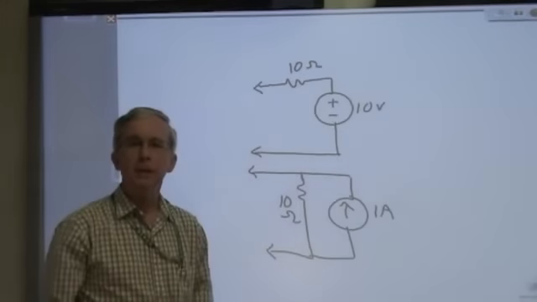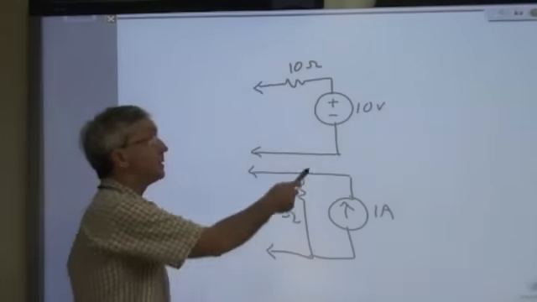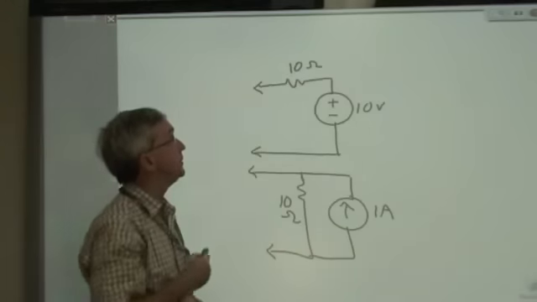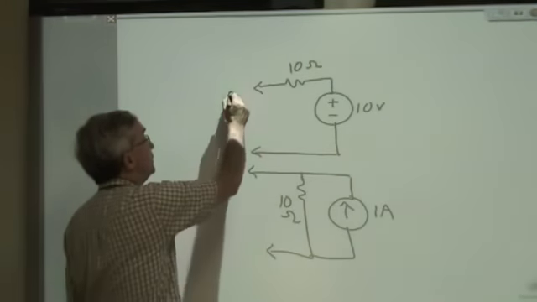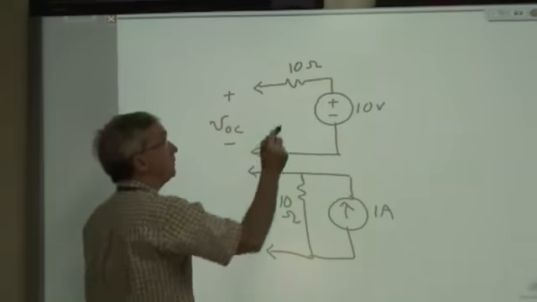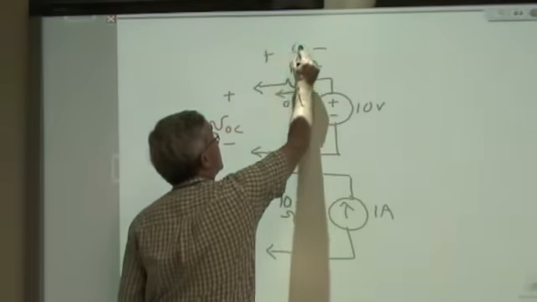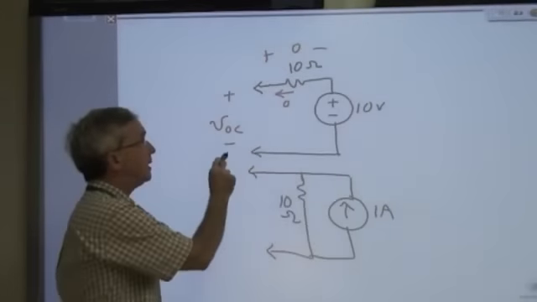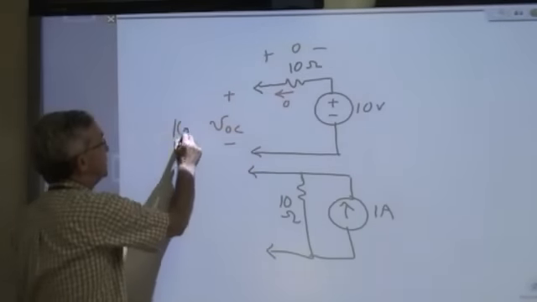Here, for example, we have 2 circuits, one right on top of the other. The first consists of a 10-volt voltage source in series with a 10-ohm resistor. And I wish to know what's the open circuit voltage here. There's no current flowing through this resistor, so there's no voltage drop across it. So by KVL, V open circuit is equal to 10 volts.